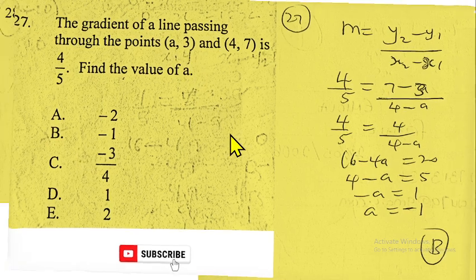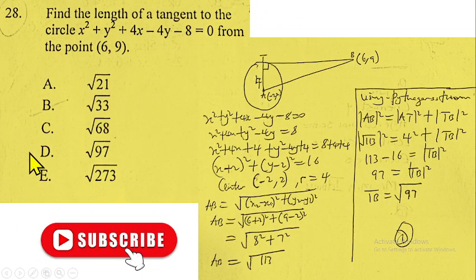Question number 28 is from equation of a circle. You have to find the length of a tangent. So the circle x squared plus y squared plus 4x minus 4y minus 8 equals 0, from the point (6, 9). You are looking for the length of a tangent, not the equation of a tangent. There's equation of tangent, there's length of tangent. So you're having a circle, given the equation of that circle, and we are given a point outside the circle from which the tangent is drawn, which is (6, 9).